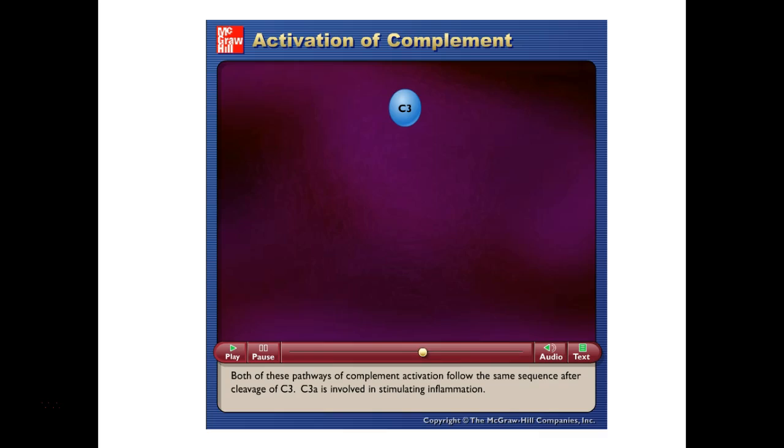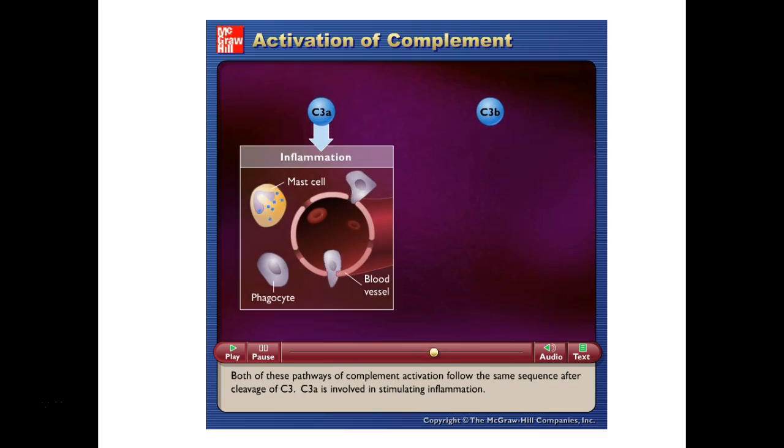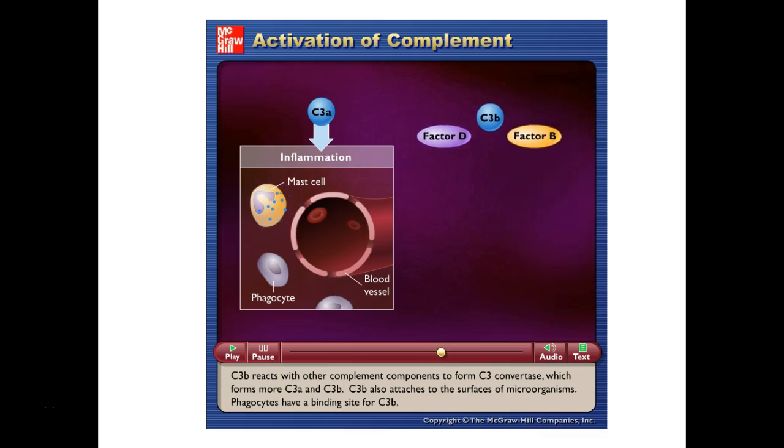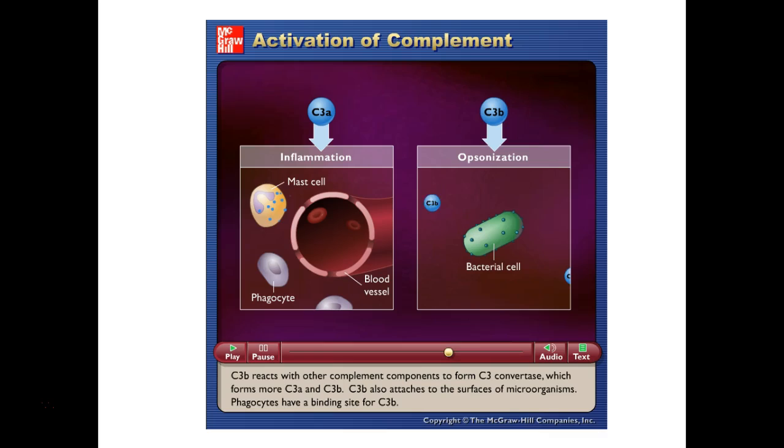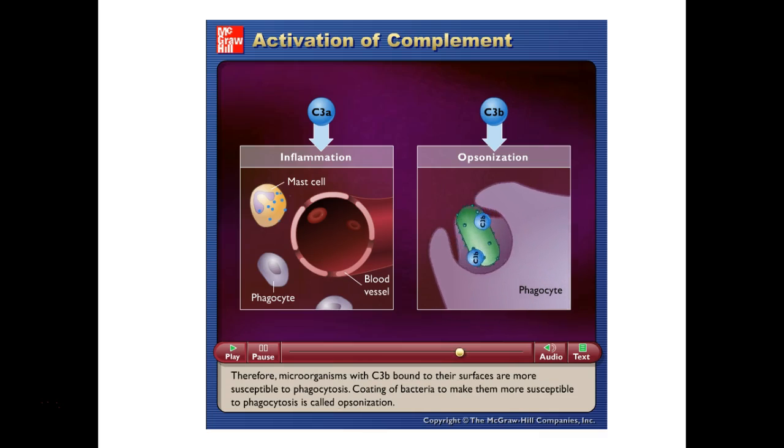Both of these pathways of complement activation follow the same sequence after cleavage of C3. C3a is involved in stimulating inflammation. C3b reacts with other complement components to form C3 convertase, which forms more C3a and C3b. C3b also attaches to the surfaces of microorganisms. Phagocytes have a binding site for C3b. Therefore, microorganisms with C3b bound to their surfaces are more susceptible to phagocytosis. Coating of bacteria to make them more susceptible to phagocytosis is called opsonization.